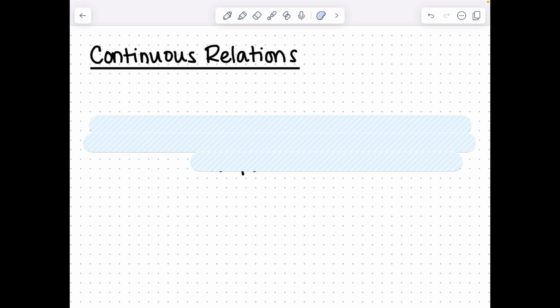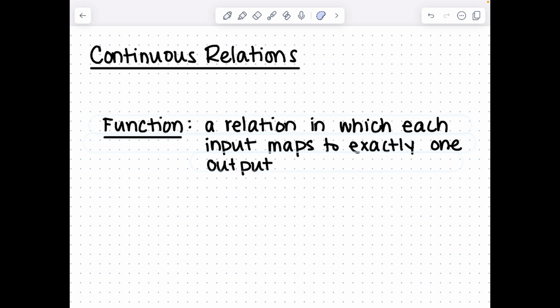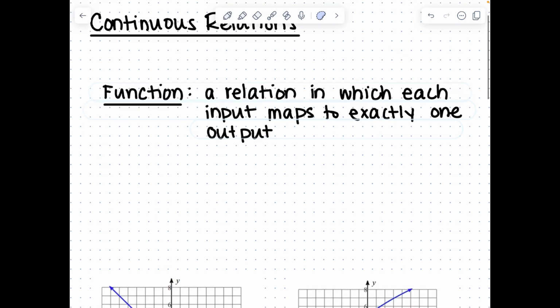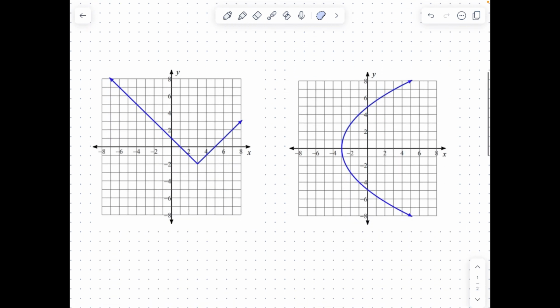When you're talking about continuous relations in your algebra class, really you're looking at some continuous graphs of things. It's not just points anymore or lists. It's a full graph where all the points connect, and you'll be trying to determine if it's a function or not. So just to remind you, a function is a relation in which each input maps to exactly one output. Now, how does this apply to graphs?